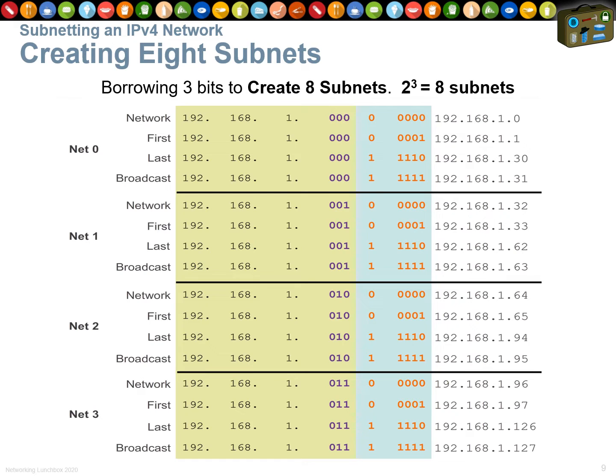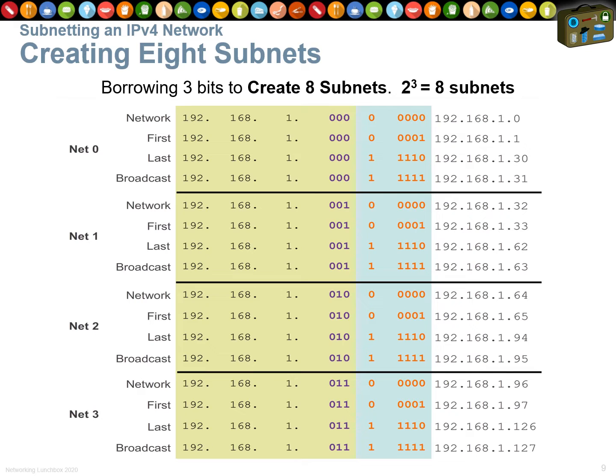What would happen if we borrowed 3 bits? 2 to the power of 3 equals 8. So now I've created 8 subnets. Let's break it down. For subnet 0, 0 is the network ID, 1 is the first, 30 is the last, 31 is the broadcast. 32 is the network ID for subnet 1. Then 33 is the first, 62 is the last, and 63 is the broadcast. The one after that, 64 is the network ID, 65 is the first, 94, and so on and so on.